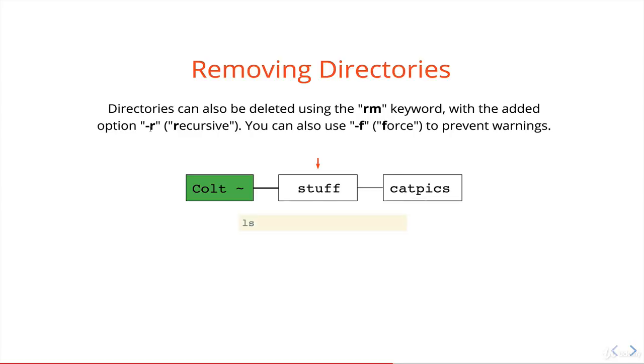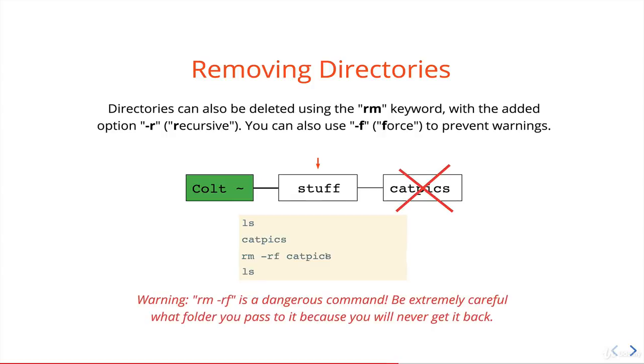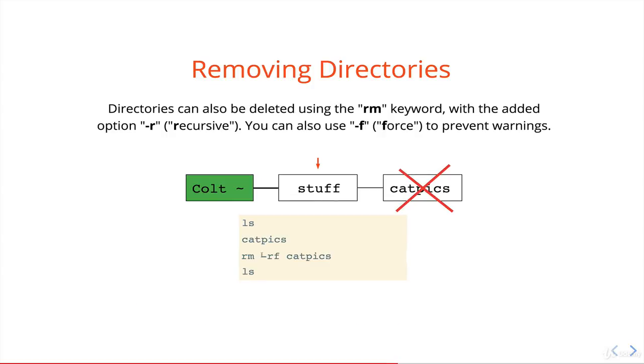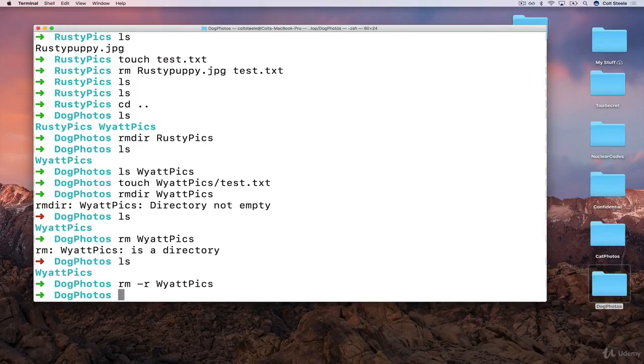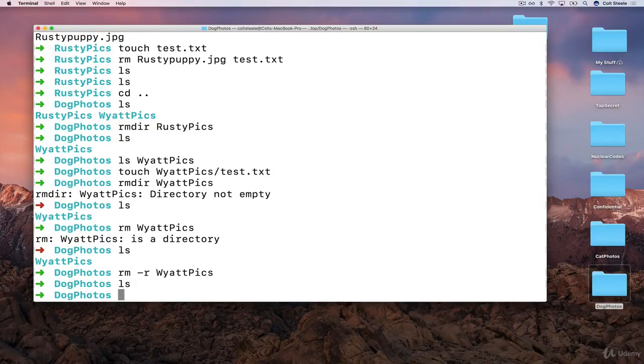Okay, so here's an example. We have the stuff directory. We're inside of it, and I want to delete cat pics. So I do rm -rf, and we'll talk about the F in a moment, cat pics, and it's gone. It's important to note that rm on its own doesn't work. We need to pass in, at the very least, -r. So let's do that now. So I'll do rm -r wyattpics. And there we go. It deleted it. I type ls, and it's gone.